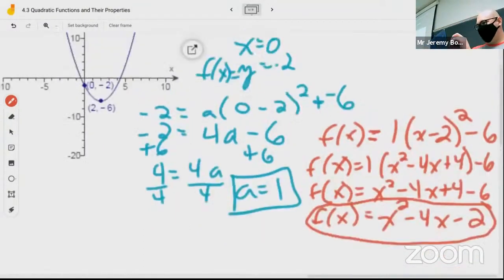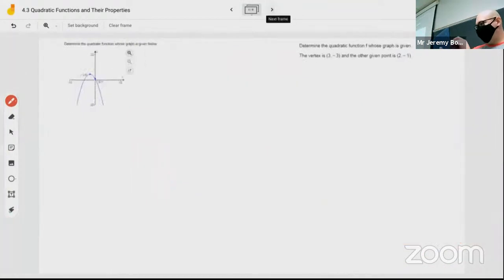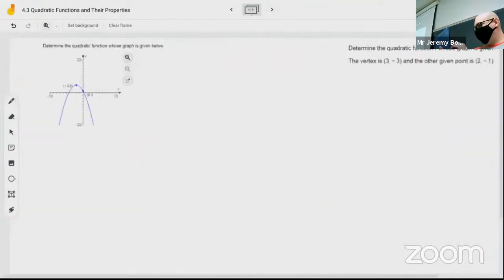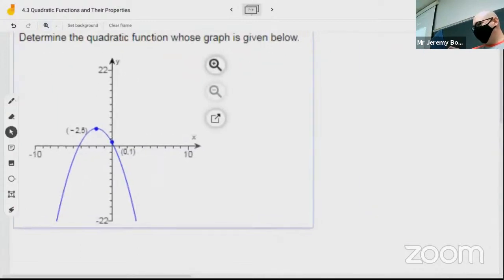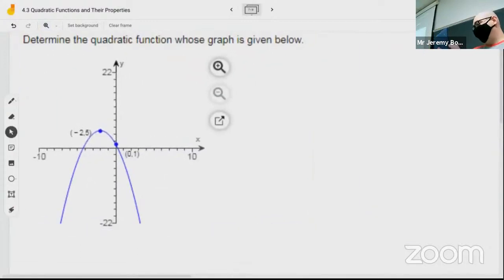All right. A few more of these. So they like to give you the y-intercept. I'm not really sure why. I guess it makes it easier, honestly. So try this one out. You got a vertex of (-2, 5).